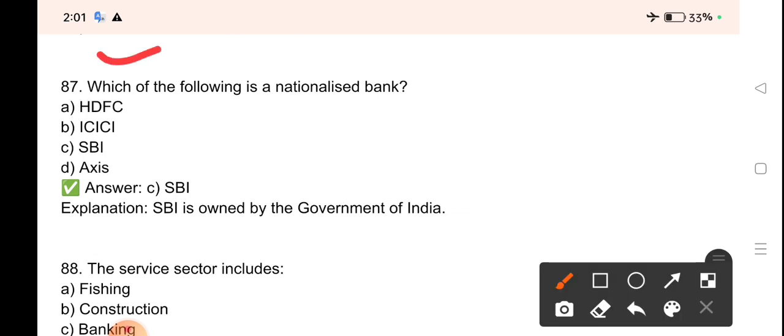Which of the following is a nationalized bank? HDFC, ICICI, SBI, Axis. SBI, State Bank of India. SBI is owned by the Government of India.